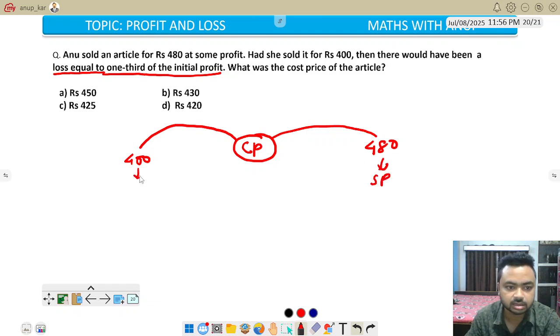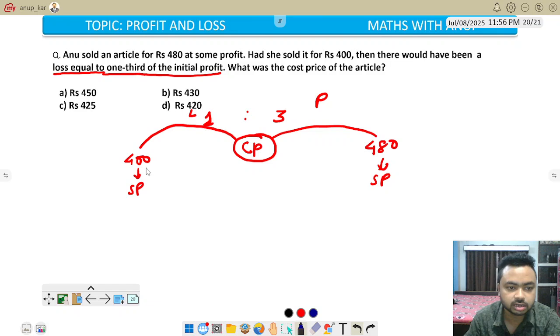Selling price. This selling price is incurred at a profit here and a loss here, and the loss is equivalent to 1/3, so the loss ratio is 1 and the profit ratio is 3. This is the meaning of the question. As it has spread its wings like a butterfly, we consider it as the butterfly concept, just a naming.